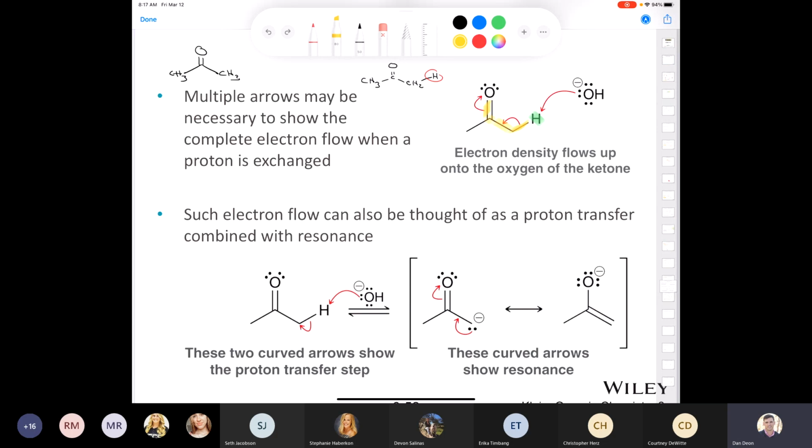Now, if you're wondering, what the heck does that mean? Well, if you were to remove this proton, it's just a proton transfer, right? Take this pair of electrons and put it on the carbon. Then you have a carbanion, and then you can just draw a resonance structure. In either case, this is fine.